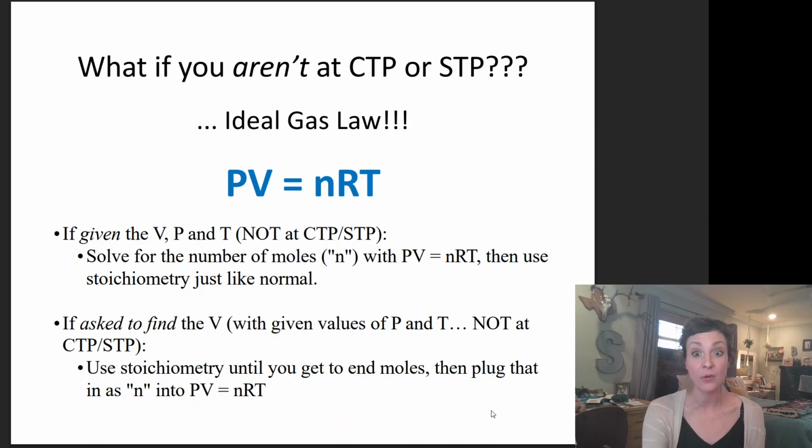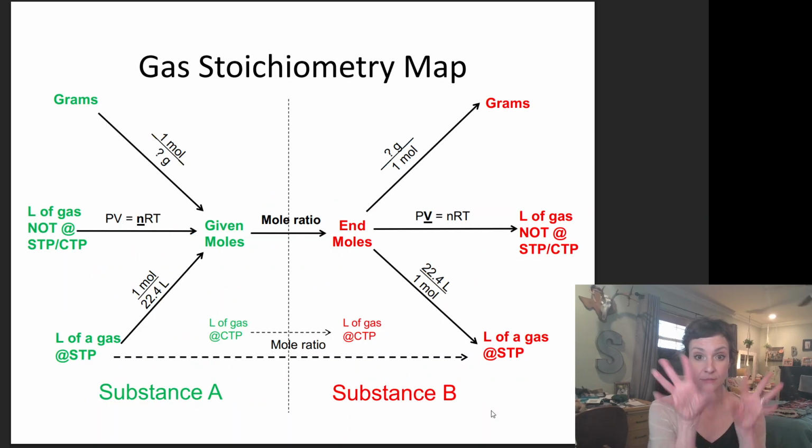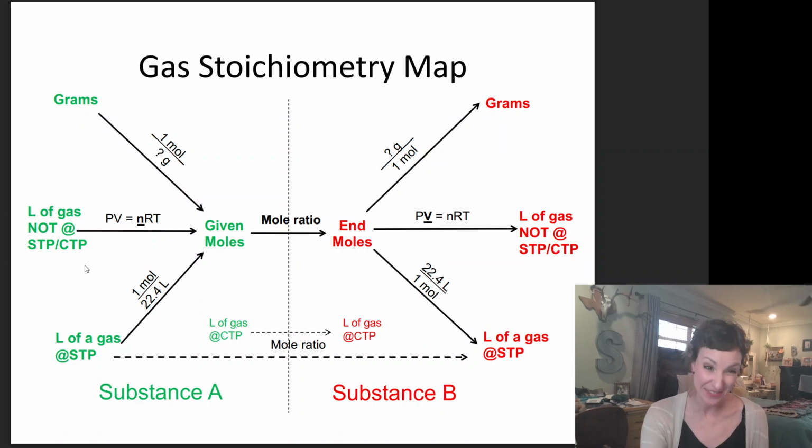This allows us now to add another branch to our stoichiometry map. I know it's looking a little spidery, that's okay. I just added here in the middle, if you were asked to solve for the liters, or if you were given the liters of a gas not at STP or CTP, you plug in here to solve for your given moles and then crank through here to figure out what you need to. This also applies if you need to solve for the volume of a gas not at STP or CTP.